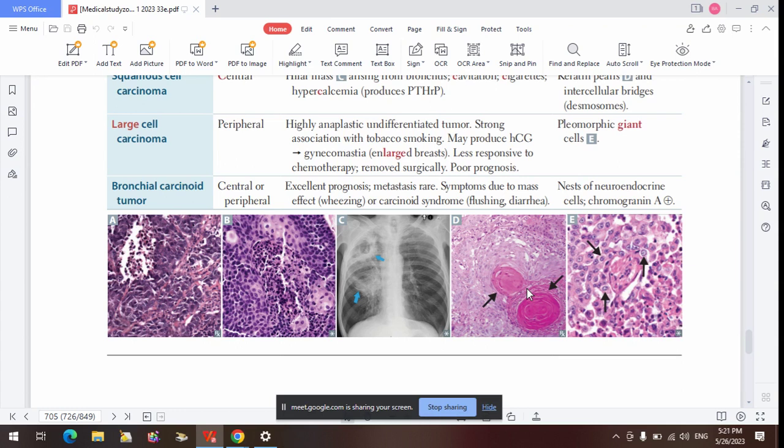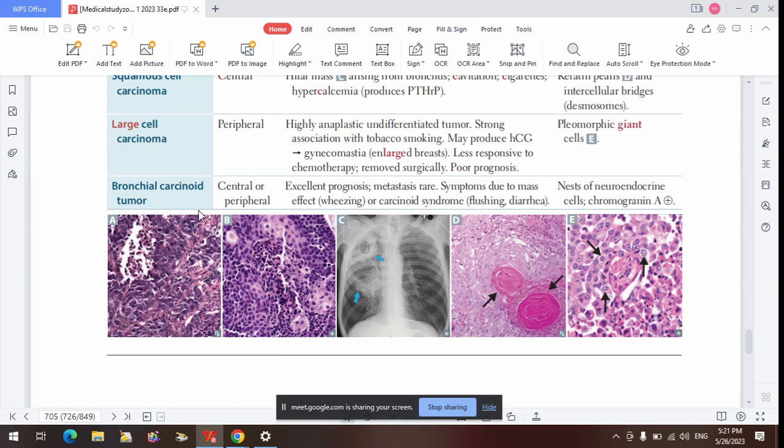It is also strongly associated with smoking. The only one that is not associated with smoking is adeno. Large cell is associated with smoking, and it can secrete HCG, which can cause gynecomastia. So its paraneoplastic effect is releasing HCG, which can make the person gynecomastic, and the person will have enlarged breasts. It's not responsive to chemotherapy. You'd have to remove it surgically. It has a very bad prognosis, just like small cell. Both small and large have bad prognosis. But surgery is the definitive treatment for large cell carcinoma.